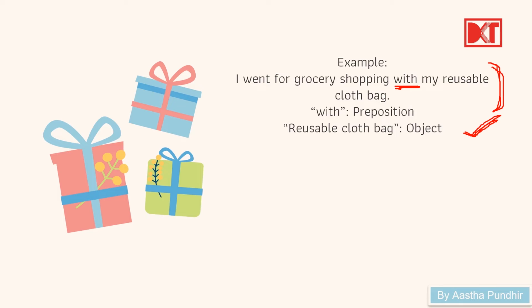Noun phrase it is. My reusable cloth bag. It involves more than 2 adjectives. Noun as well. Okay, so my reusable cloth bag is the object, with is the preposition. So this part becomes the prepositional phrase, compound prepositional phrase.